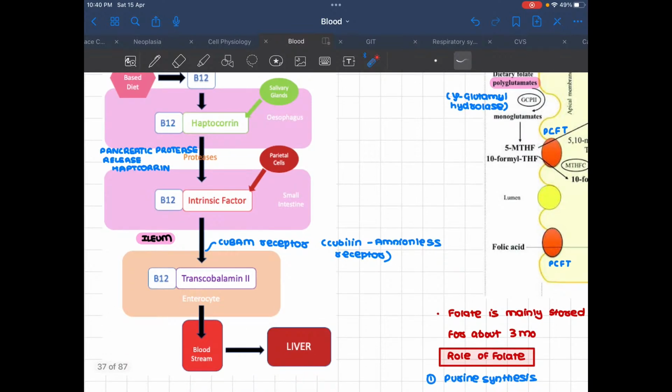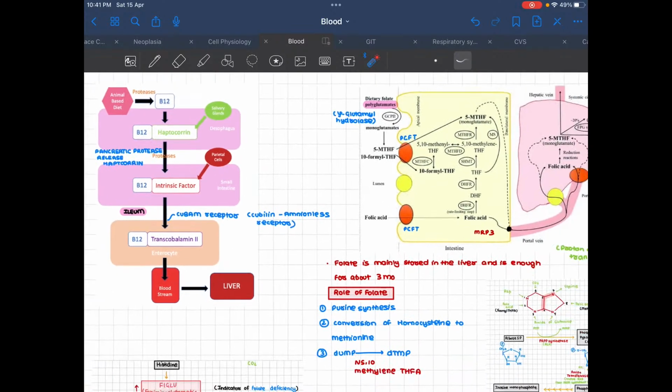And what next? Where is our B12 mainly absorbed from? Mainly it is absorbed from the ileum. Okay, and now we have the receptor on the ileum, that is the CUBAM receptor, which stands for cubilin amnionless receptor. So this whole complex is endocytosed by the enterocyte and it's carried to the bloodstream and again to the liver.